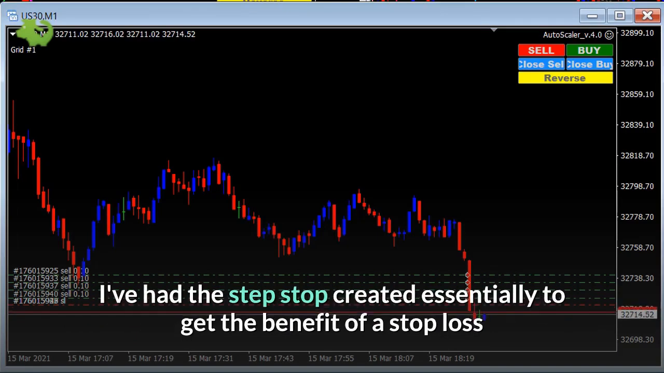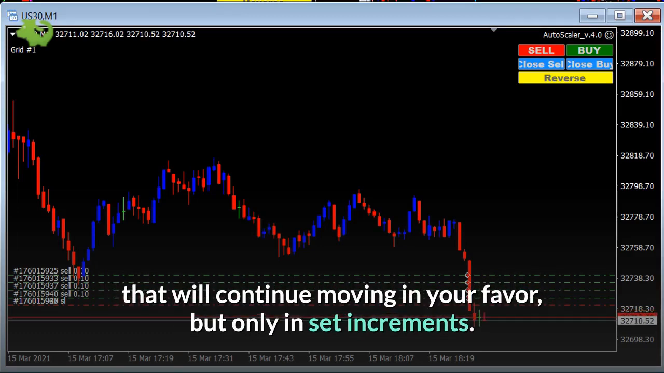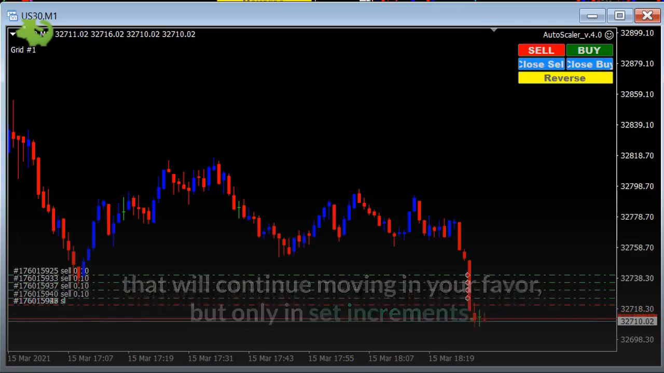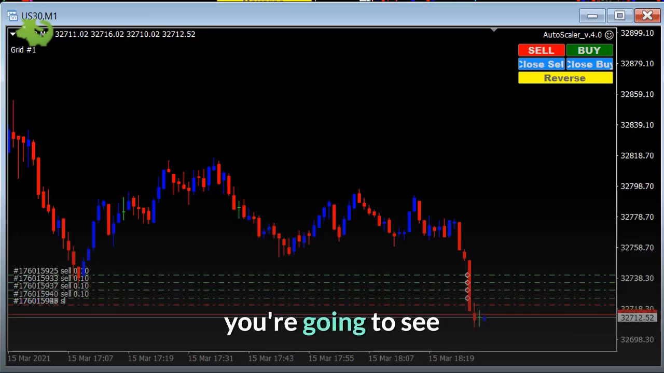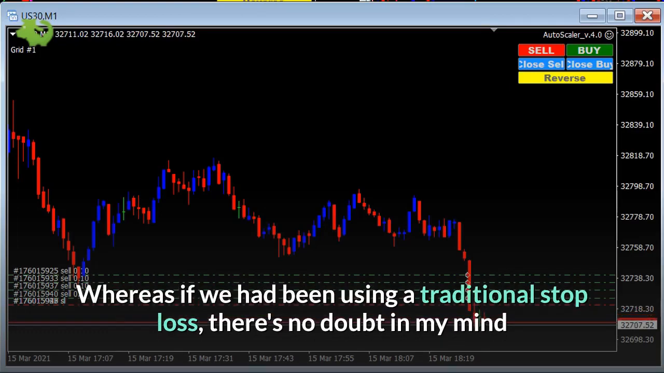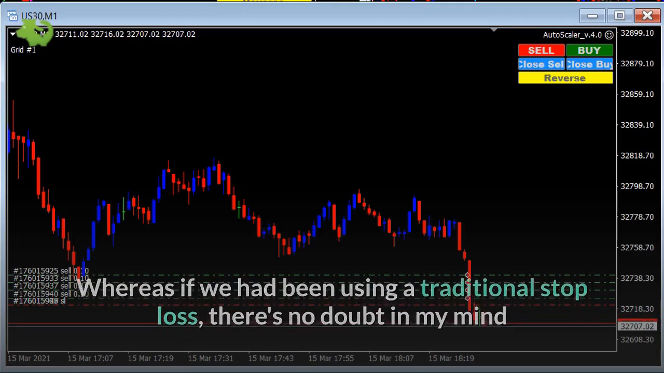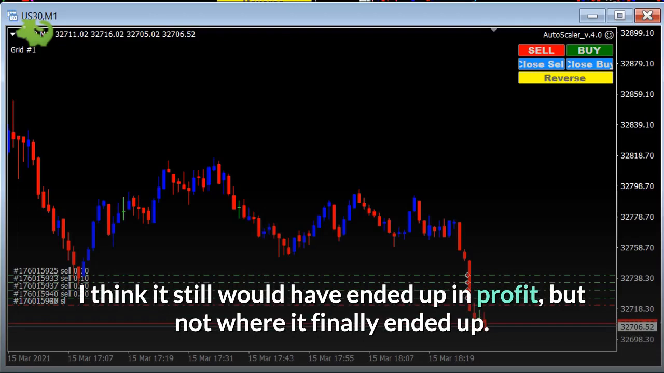The step stop was created essentially to get the benefit of a stop loss that will continue moving in your favor, but only in set increments. And so you buy yourself a little bit of extra room. And if you continue to watch this trade develop, you're going to see that price gets very close to the stop loss on a couple of occasions, but does not stop out. Whereas if we had been using a traditional stop loss, there's no doubt in my mind that we would have been stopped out very early on in this trade. Now, I think it still would have ended up in profit, but not where it finally ended up.